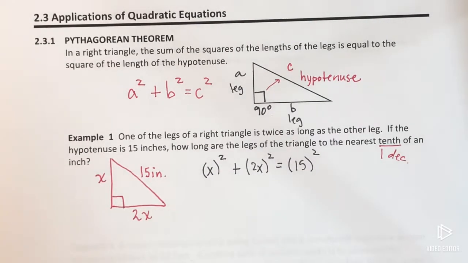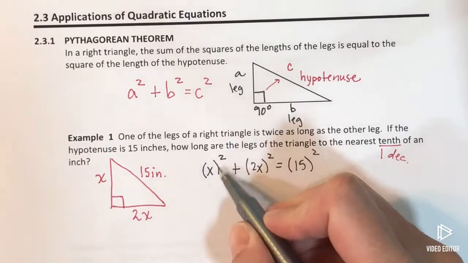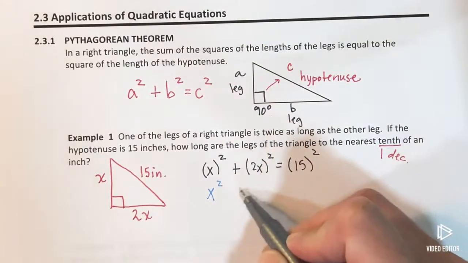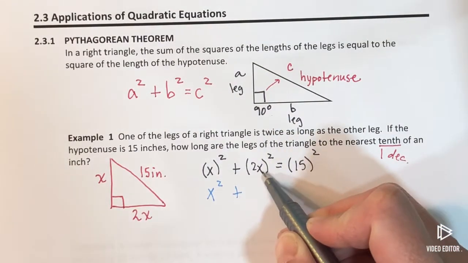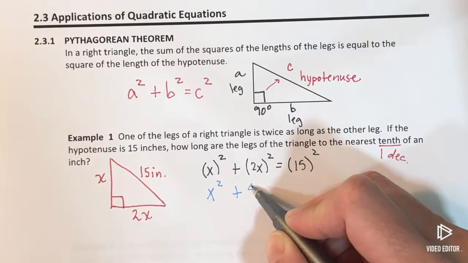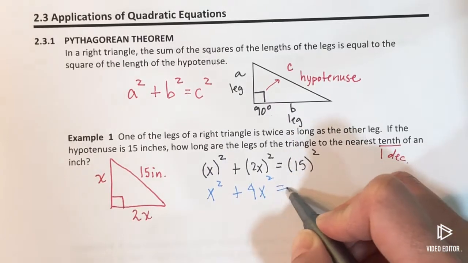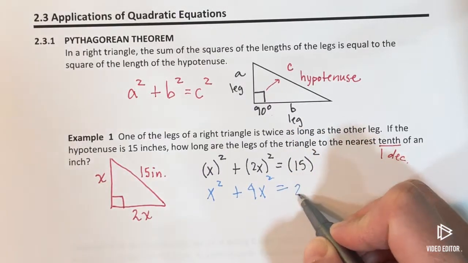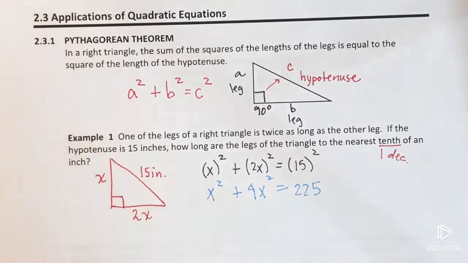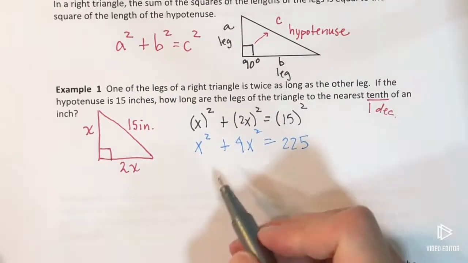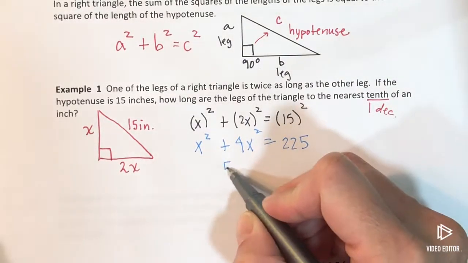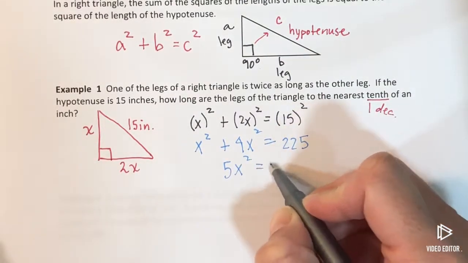Then I'm going to clean it up, and you'll notice it'll become a quadratic. So x squared right here just gives me x squared, plus this is like 2x times 2x, so that's going to become 4x squared, and 15 squared is 225. Remember, it's not 15 times 2, it's 15 times 15. On the left, combine like terms, you have 5x squared equals 225.